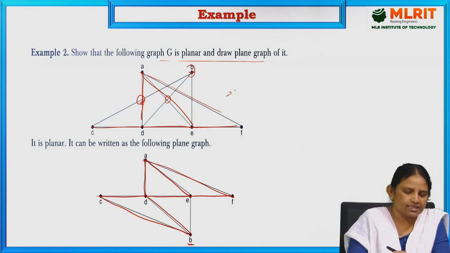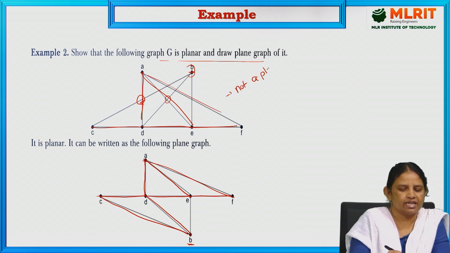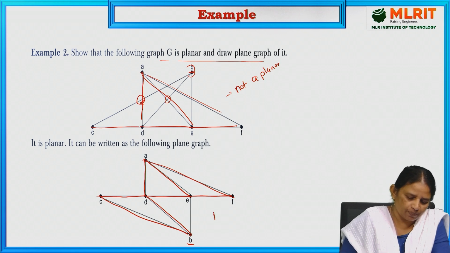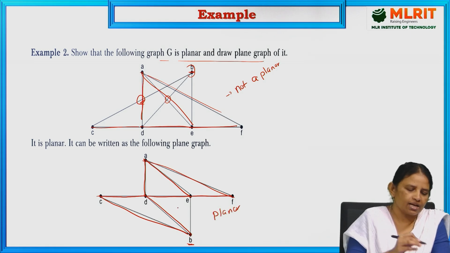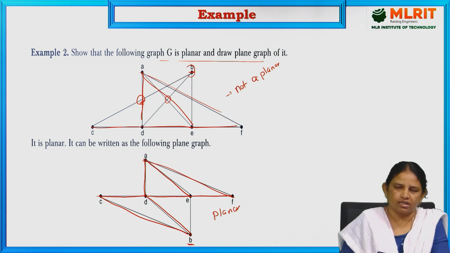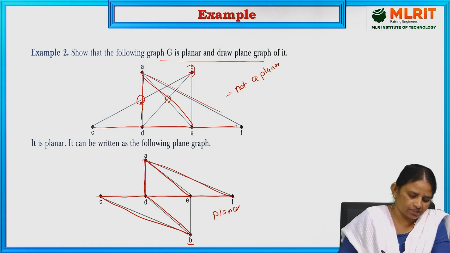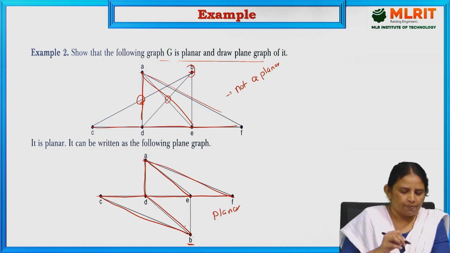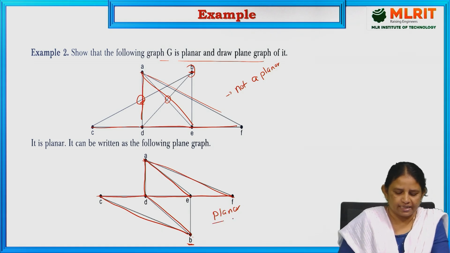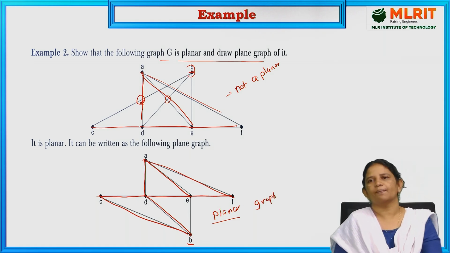Before that it is not a planar graph because edges are crossing. When we convert a non-planar graph into a planar one, no edge is crossing, but the same edges are present. There is no change of meaning because two edges are connected to B. Here also C to B is connected, D to B is connected, but edges are not crossing. It is called a planar graph.